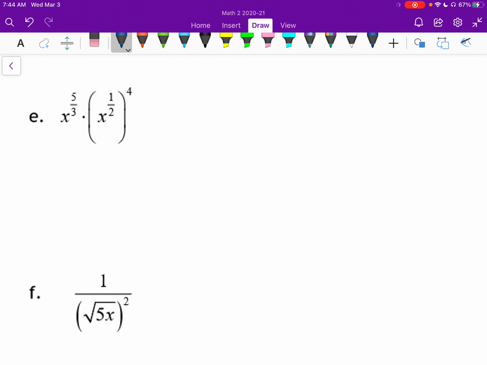Part E, starting off, this 4 needs to multiply in there. So this will be x to the 5/3 times x to the 4 times 1/2, which is 2. Now I add those exponents, so I have 5/3 plus 2, which gives me 11/3.